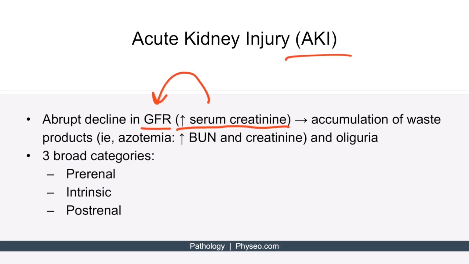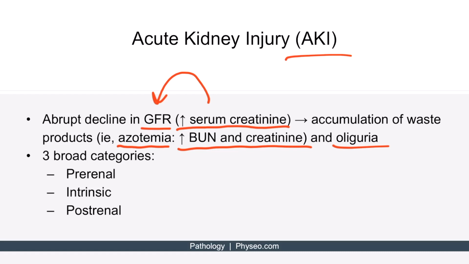So patients will have increased BUN and creatinine. The rise in these two substances in the serum is termed azotemia. Now, this abrupt decline in GFR also implies decreased urine output, or oliguria. And sometimes oliguria is not present, but it's typically present with acute kidney injury.